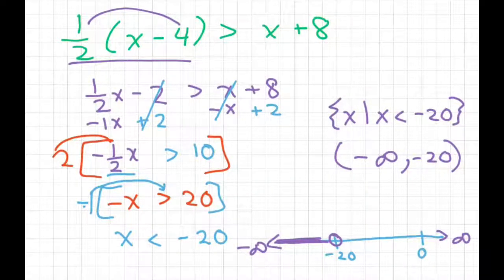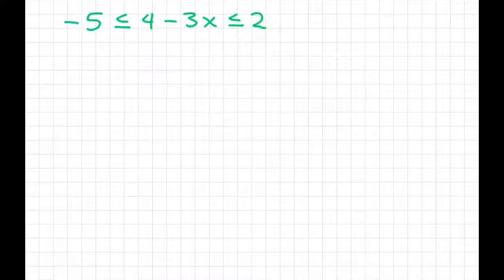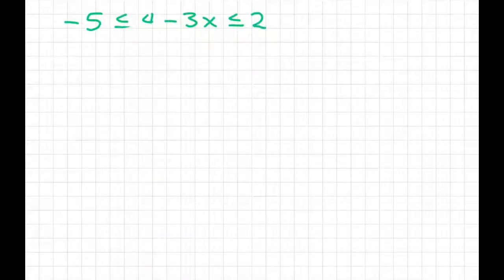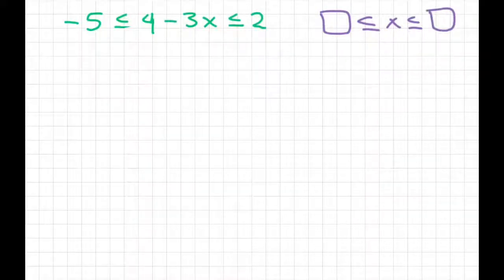Okay, and then the next one is this one. What we want to do is we want it to look like this, some number here. We want x to be in between two numbers. So let me move this over here. I want it to look like this. So to get it to look like that, first thing I'm going to do is subtract 4 from every piece. We have 3 places to subtract 4.